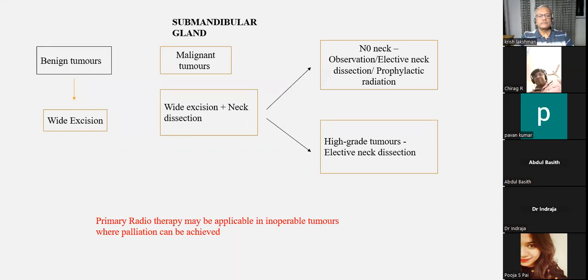Sir, my doubt is, in N0 neck, whether to do elective dissection or not. Abdul, what do you think we should do? Sir, it depends on where the source of cancer is. No, she is now talking about submandibular gland. Submandibular gland, then no need, sir, for elective neck dissection. Why? Because of the ipsilateral spread, sir. So in clinically N0 neck, there is no need for neck dissection.